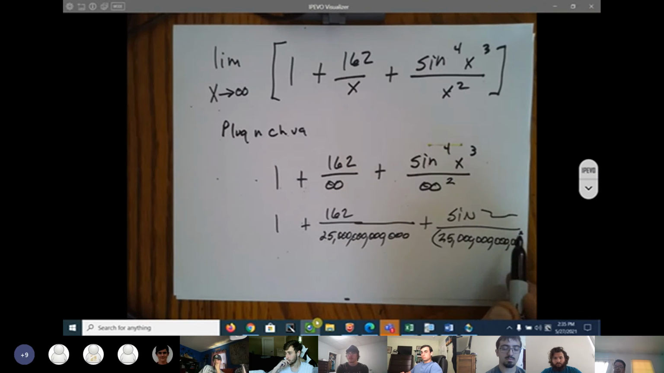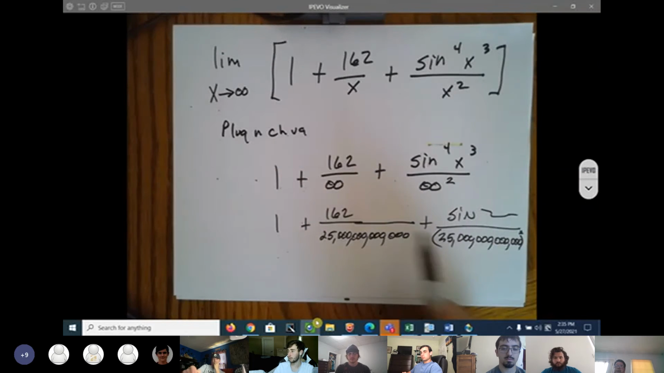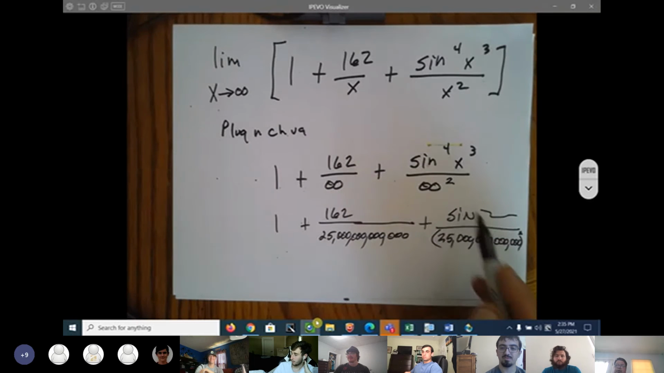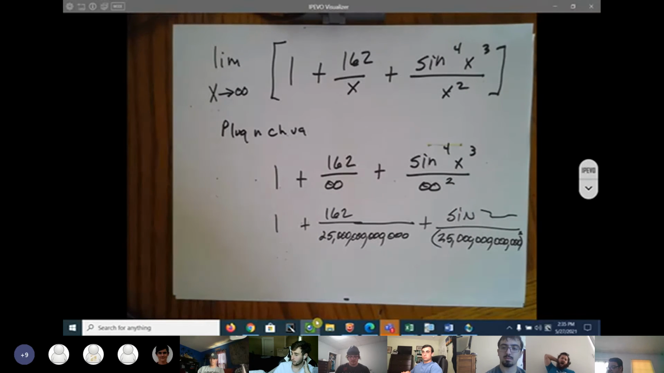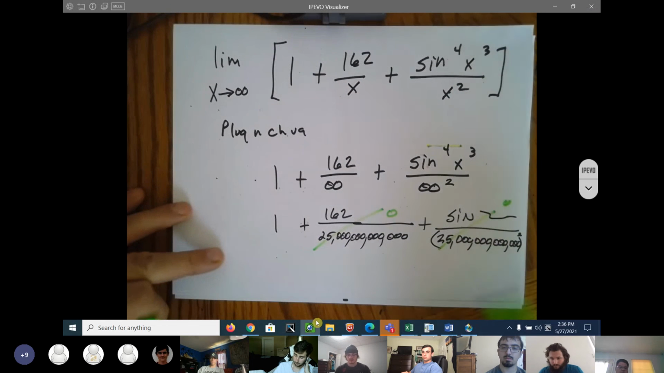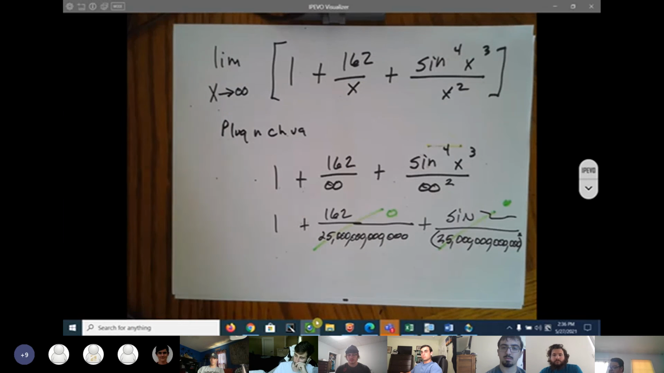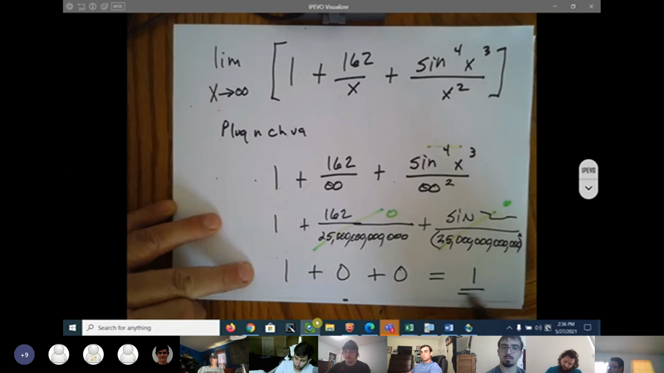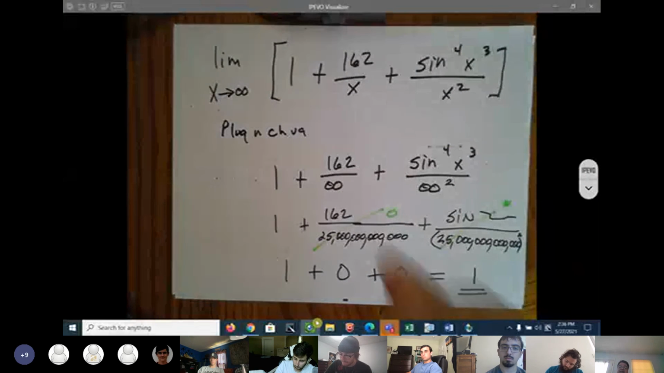What's going to happen to these two fractions? They're going to be very close to zero. They're going to approach 0. It's 1 over a huge number plus 1 over a huge number. What's going to happen? They're going to turn to what? Zeros. That's right, class. So we've got 1 plus 0 plus 0 is equal to 1. That is a test question.